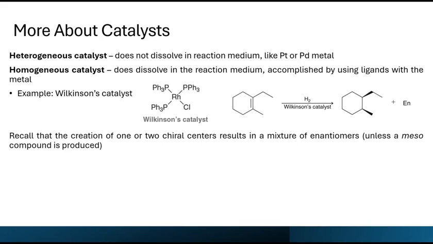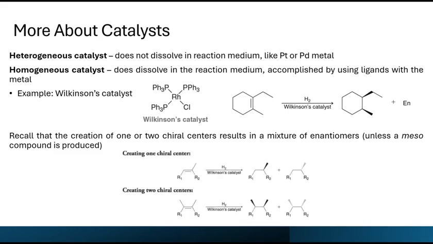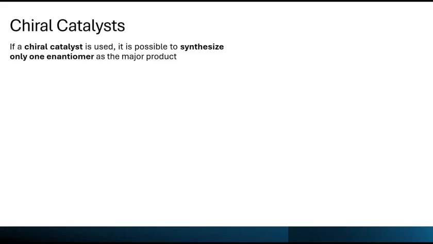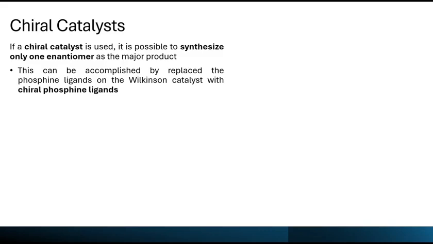Recall that the creation of 1 or 2 chiral centers will result in a mixture of enantiomers unless it's a meso compound that's produced. If we have 1 chiral center, we're going to get enantiomers. If we have 2 chiral centers, we're going to get enantiomers, as long as they're asymmetric or not symmetrical. Chiral catalysts. If a chiral catalyst is used, it is possible to synthesize only 1 enantiomer as a major product. This can be accomplished by replacing the phosphine ligands on the Wilkinson catalyst with chiral phosphine ligands.